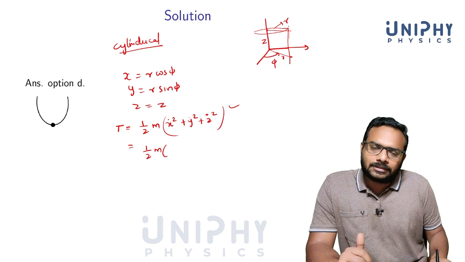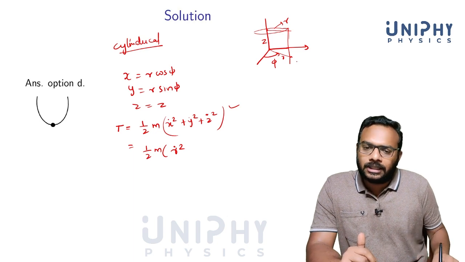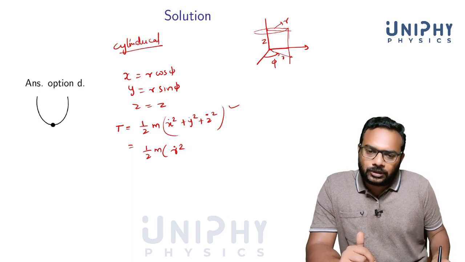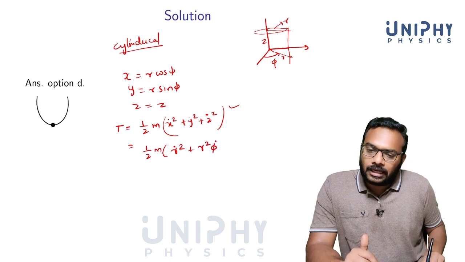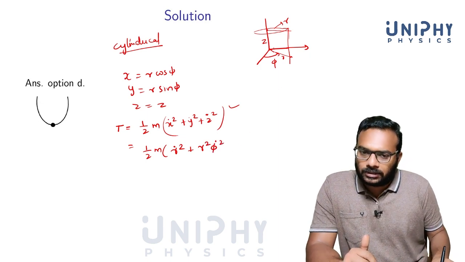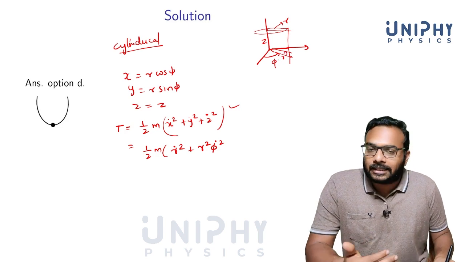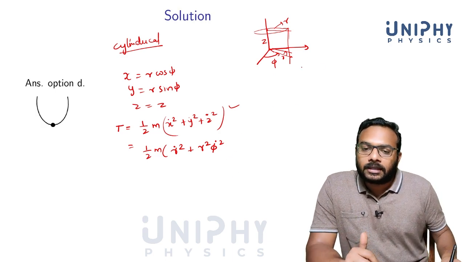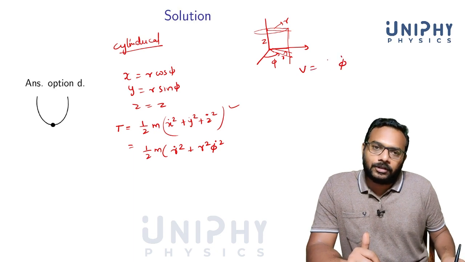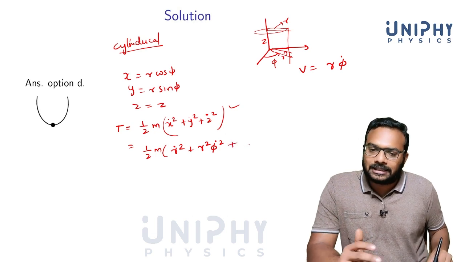The velocity corresponding to a radial change is simply r dot. And the velocity corresponding to a change in phi we can write as r phi dot, so this would be r square phi dot square. Because when phi changes by a small angle, the distance moved is r d phi, and the corresponding velocity we can write as r phi dot. V is equal to r omega, so V is equal to r phi dot. There's also the velocity corresponding to the coordinate z, that's z dot square itself.